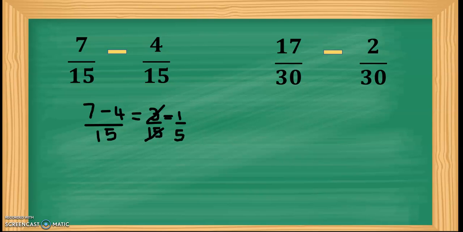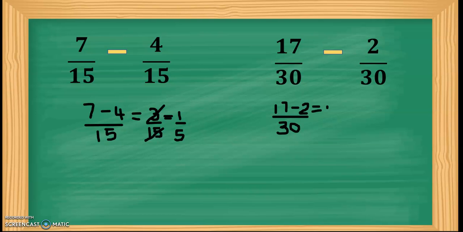Now the third example, we have 17 over 30 minus 2 over 30. Once again, we're going to subtract the numerators and write the common denominator. Now, when we subtract 2 from 17, we will end up with 15, and it will be placed over 30.